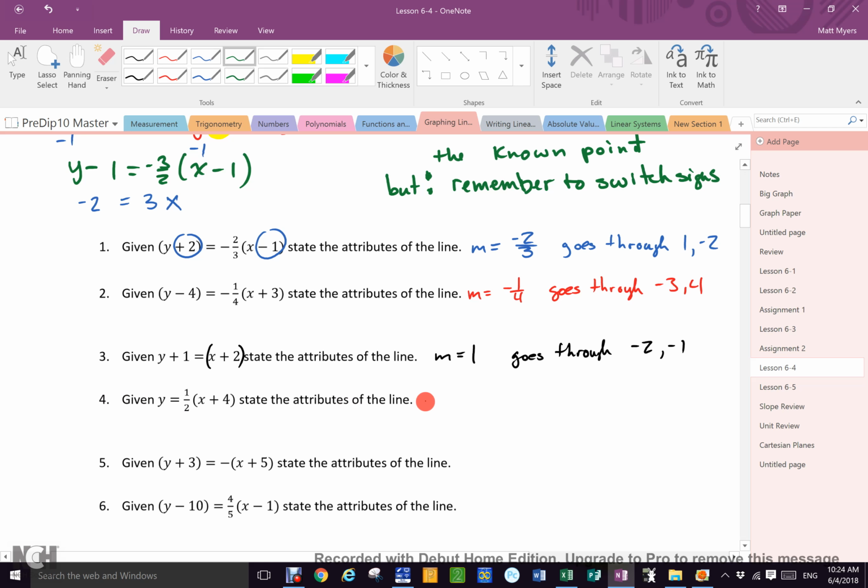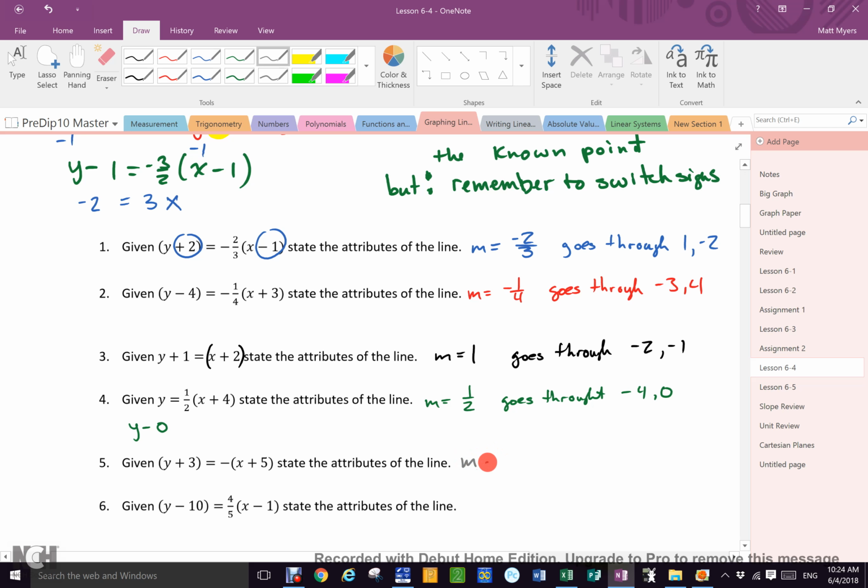Ooh, 4. What's the slope? 1/2. What point does it go through? Woo, doggy. Why is it 0? Because isn't y minus 0 just y? Excellent. What about the 5th one?